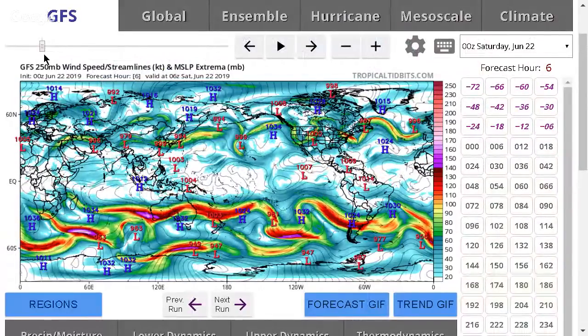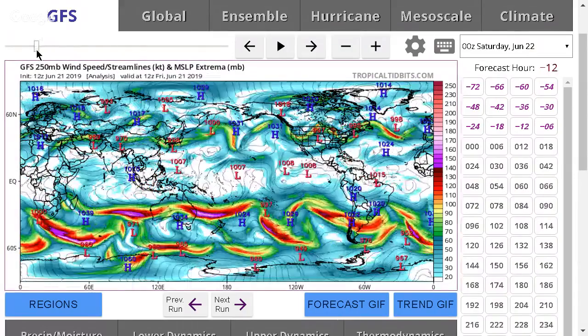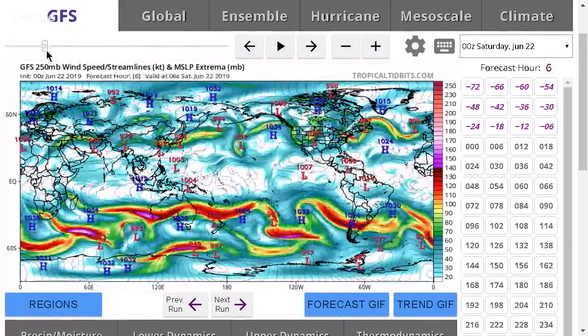Yeah, check out the jet stream, folks. The southern hemisphere, it looks like a jet stream. In the northern hemisphere, it looks like convection running the show. And that's not normal.